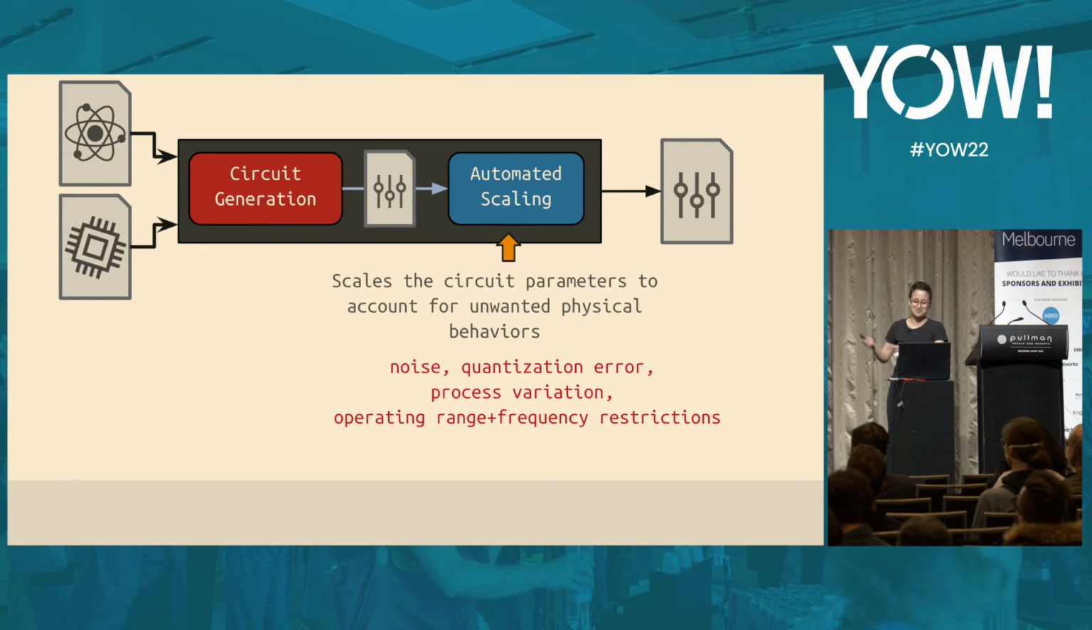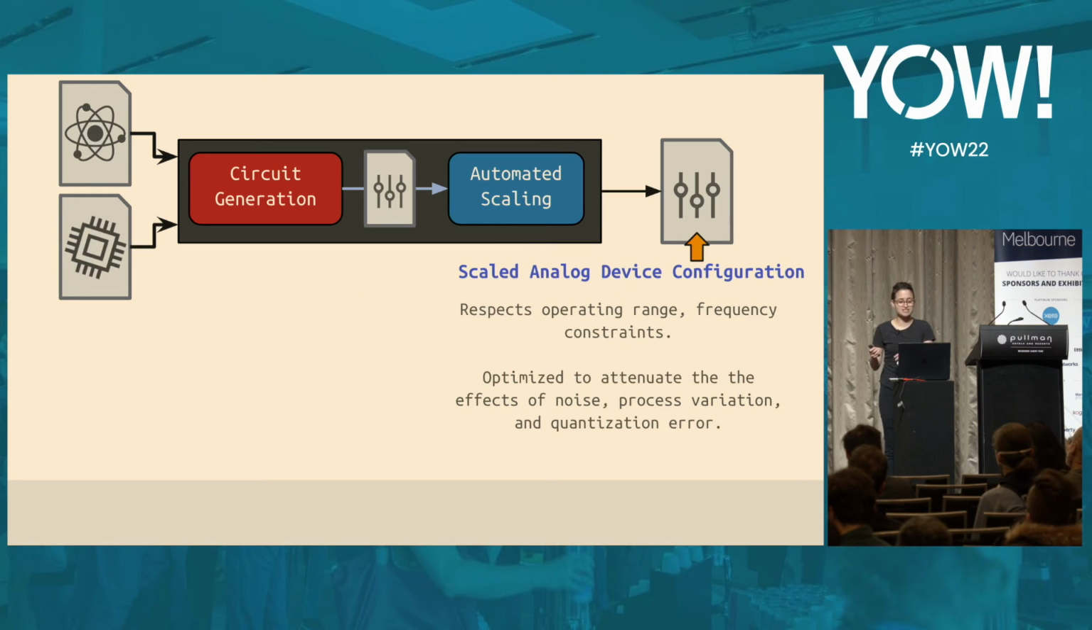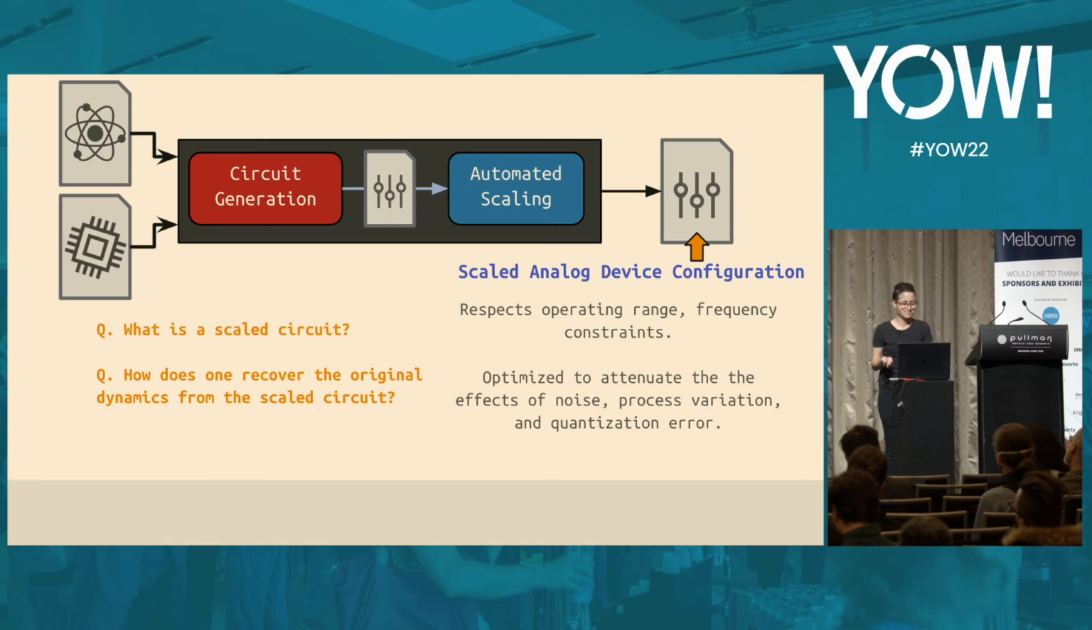Well, we scale the circuit. And that's exactly what the automated scaling procedure does. It is going to transform the circuit to account for unwanted physical behaviors. This is the part of compilation that reasons about noise, quantization error, operating range and frequency restrictions, and process variation. And then what it's going to produce as output is a scaled analog device configuration, which respects the operating range and frequency constraints present in the hardware, and it is also optimized to attenuate away the effects of noise, process variation, and quantization error.